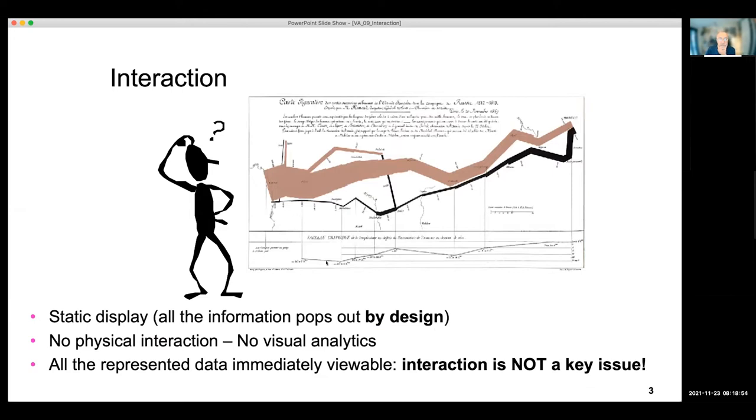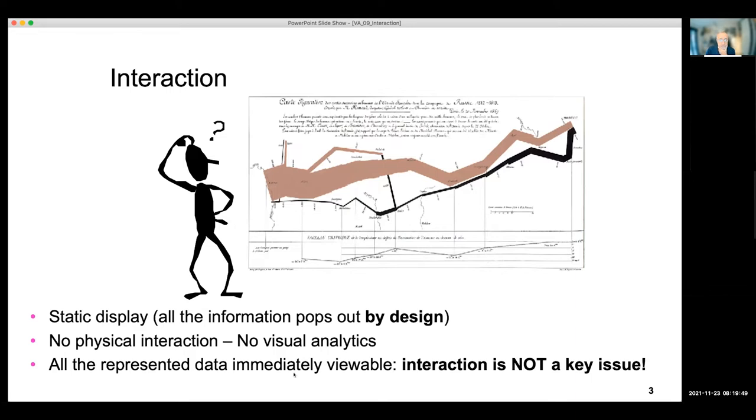If you think of a static display, like the Minard map, the beautiful drawing about the Russian campaign of Napoleon, basically it is static. All the information is available. All the information pops out by design. Minard had no computer as a means for transmitting the pieces of information. He had only pencil and paper. So by design, he put all the information on the paper. So you have no physical interaction. You don't need to interact with it, and there's no visual analytics. You cannot dig inside the story. You cannot reason. You cannot discover new things.